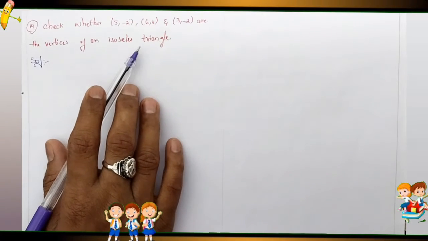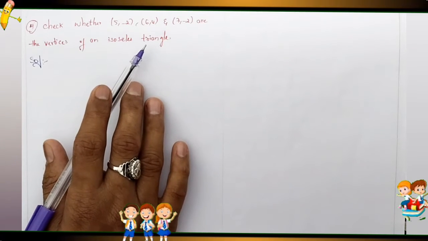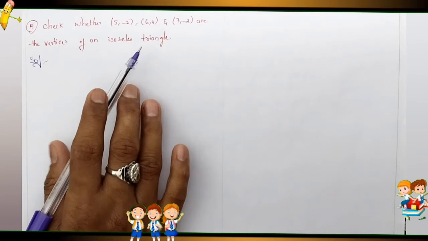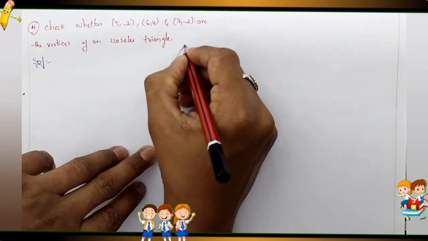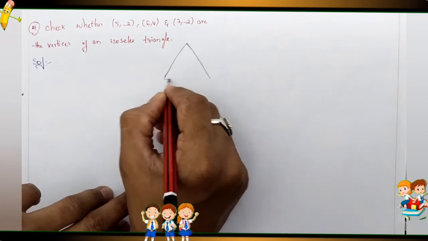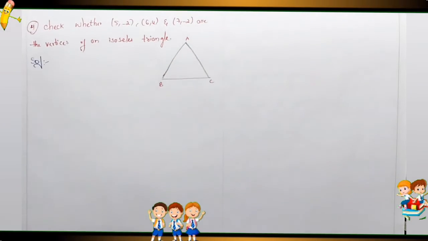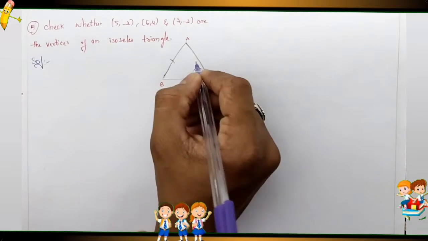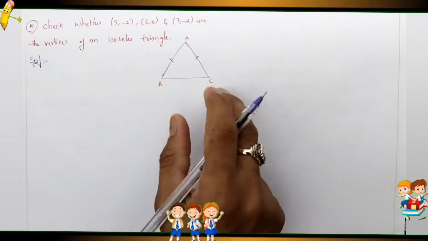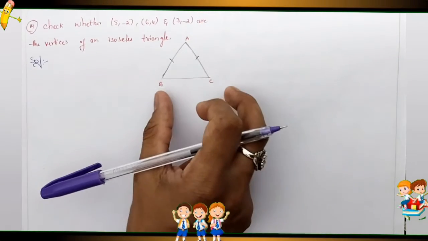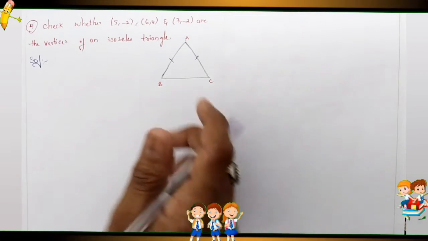First of all, what does isosceles triangle mean? In a triangle, an isosceles triangle has two sides equal. See the figure for example. Let us consider the triangle ABC. In an isosceles triangle two sides are equal, so AB is equal to AC. We have to find the distances AB and AC, along with BC also, and any two sides should be equal.